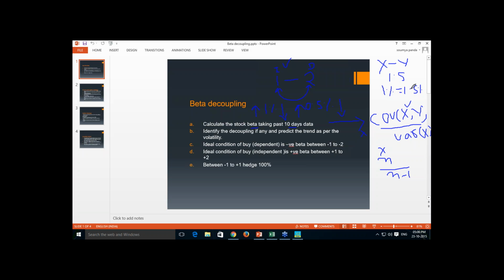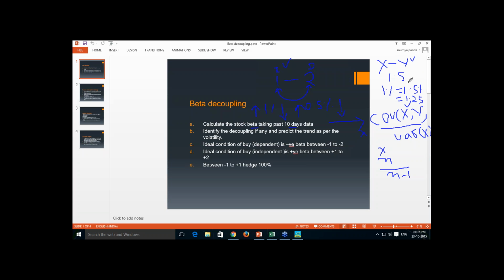You must not call the exchange and say that no, my beta is saying that it should move by 1%, you are forced to move by 1.5%. No, the market will never obey that. Suppose the market is giving that if it has moved 1%, Y has just moved by 1.25%. So that 0.25% which is lagged by this stock Y is known as your decoupling. You expected 1.5, it has moved by 1.25, so it is negatively decoupled from its peer.